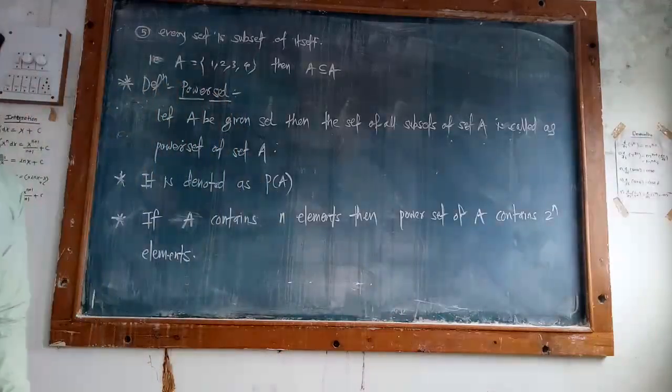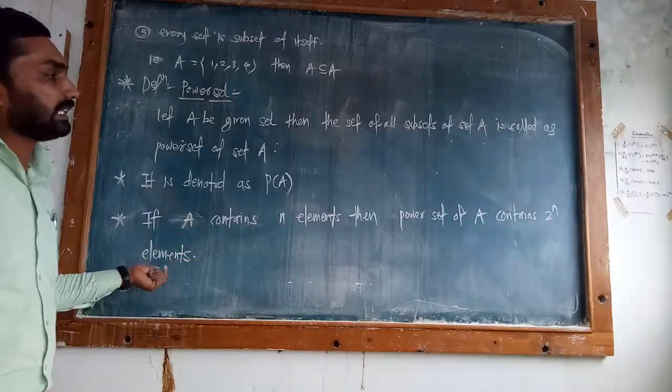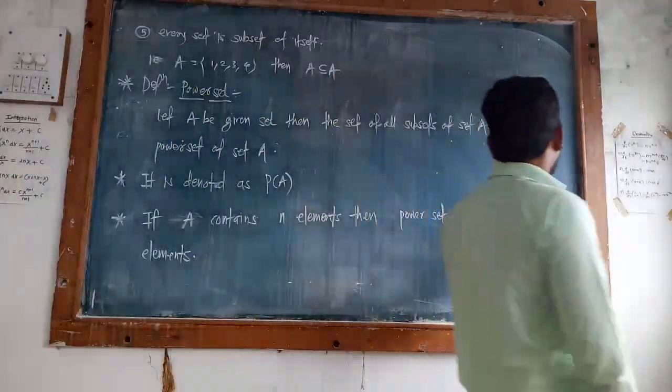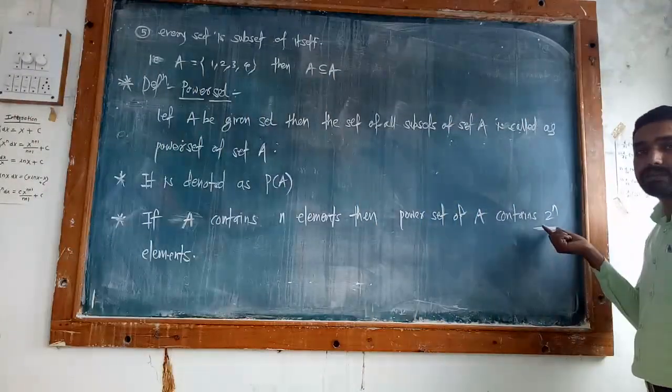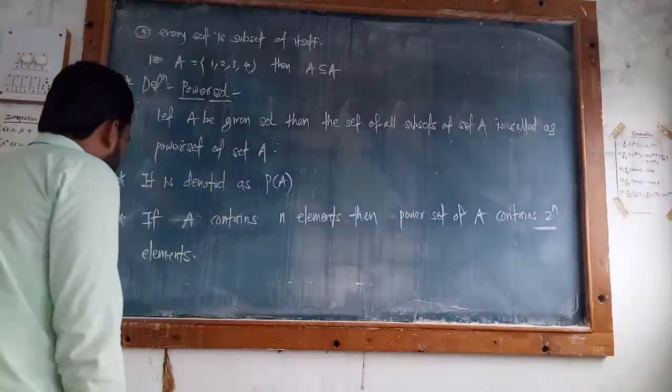What do you remark? If set A contains n elements, then how many elements are in that power set? That is 2 raised to n elements in the power set. Right?